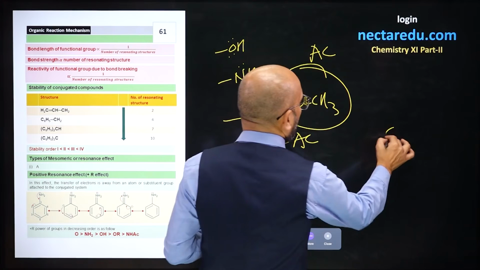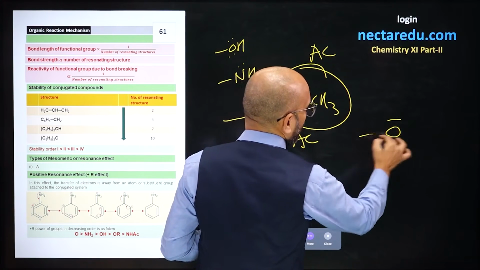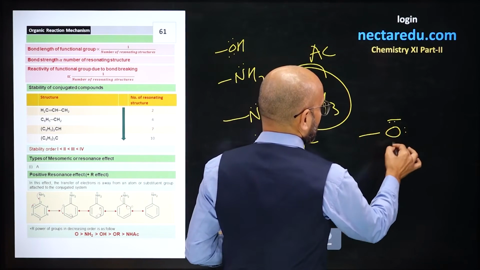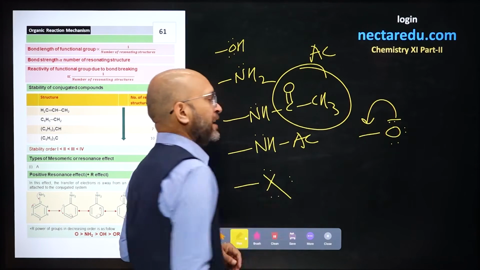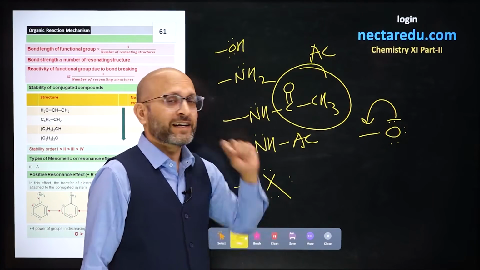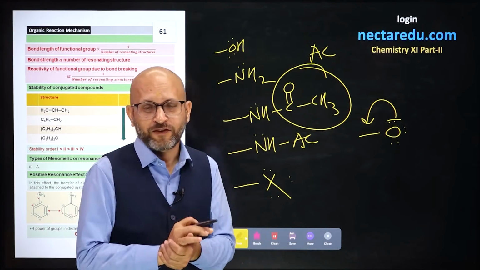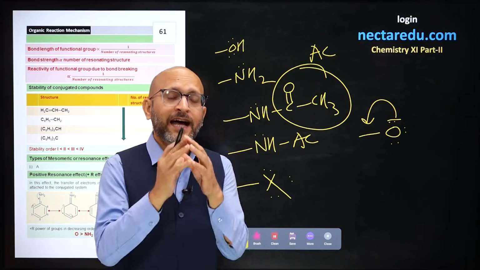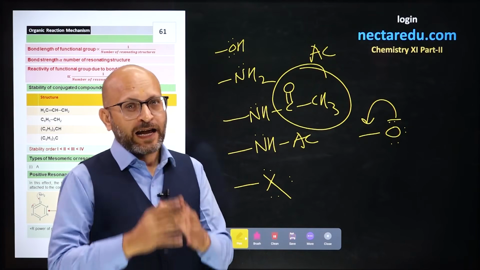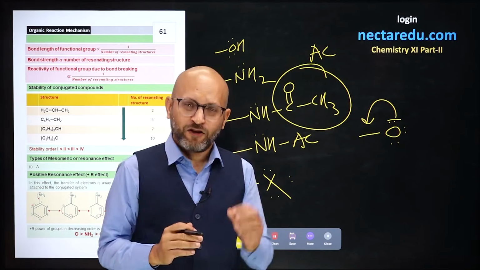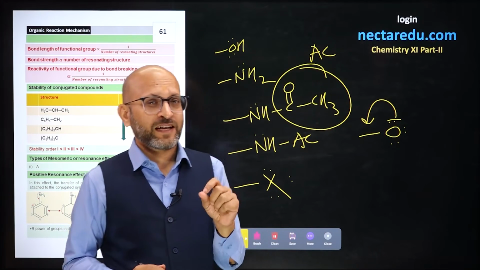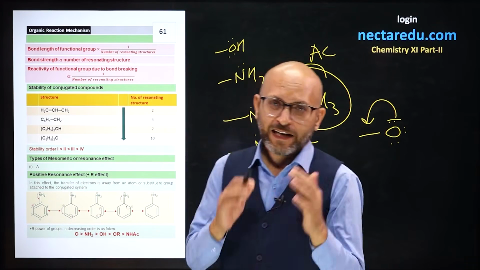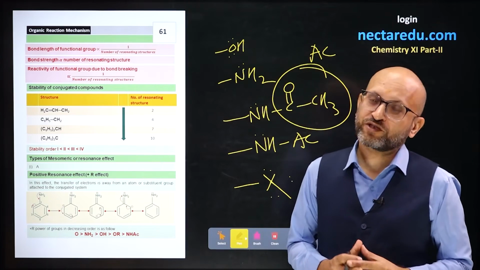What do you think about O minus? Does it show positive or negative? I think you will agree with me that it already has a negative charge. That means it is eager to give a lone pair to any conjugated system. So O negative will also have a positive mesomeric effect. So any atom or any ion which has a lone pair will show positive mesomeric effect, and any atom or ion or a neutral group of atoms which has a pi bond attached to an atom shows negative mesomeric effect.